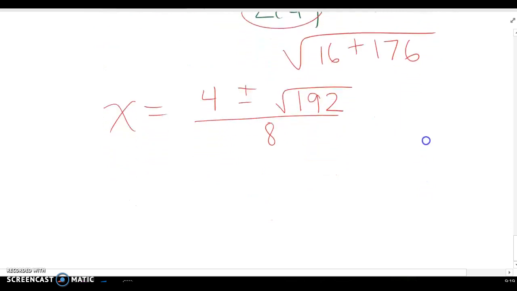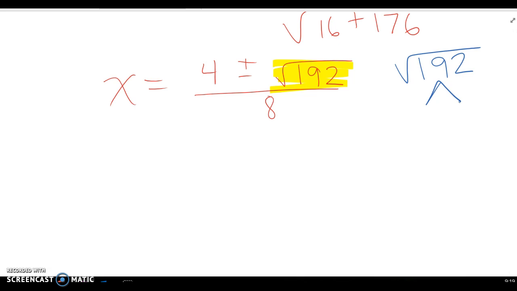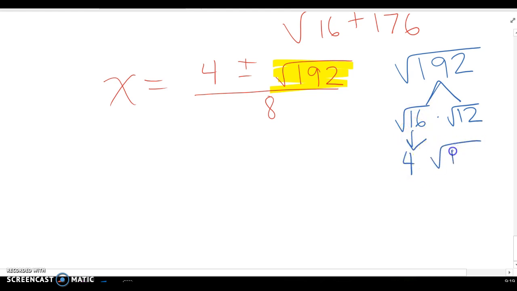192 is not a perfect square. So our next step is to simplify the radical 192. If you go back and think about how to simplify a radical, I need to divide by a perfect square. I can try 4. It's divisible by 4. It's also divisible by 16. When I simplify by dividing by 16, the square root of 16 times the square root of 12 is the square root of 192. The square root of 16 is 4. So that's 4 times the square root of 12.